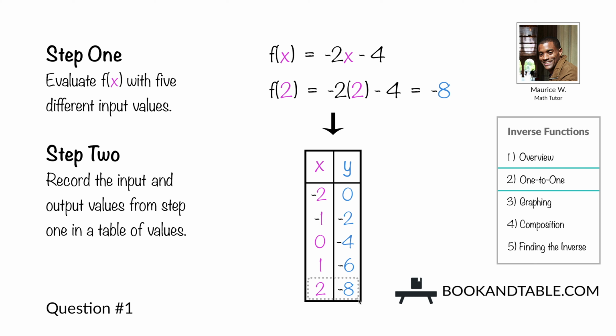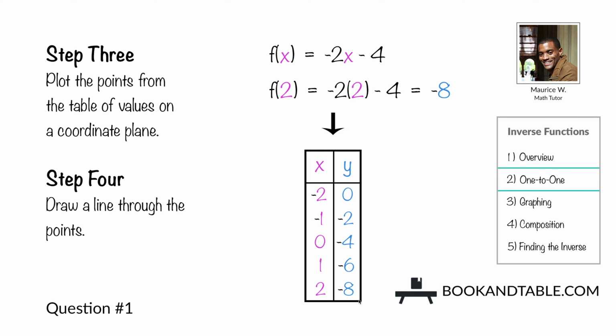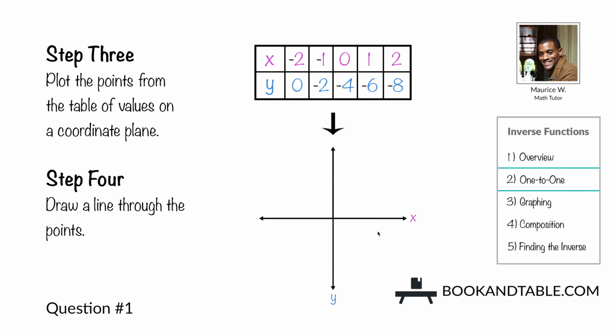And now that we have 5 points from along this function, we want to plot the points from the table of values on a coordinate plane. So the first point is -2, 0. The second point is -1, -2. The third point is 0, -4. The fourth point is 1, -6. And the fifth point is 2, -8. And now with these points, we can draw a line through them to create a sketch for f of x.